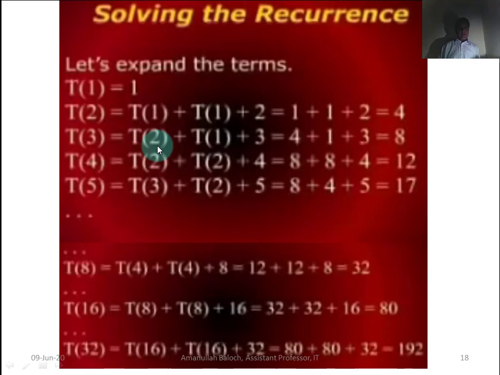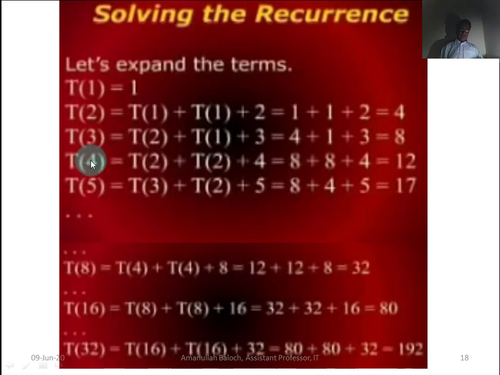T of 2, we have already calculated, the total time became 4. So we will put here 4, and we will put here 1, T of 1 is equal to 1. 4 plus 1 plus this 3, 4 plus 1 plus 3 is equal to 8. It becomes 8. When n is equal to 4, what will the recurrence relation do?